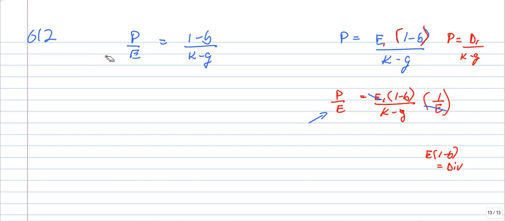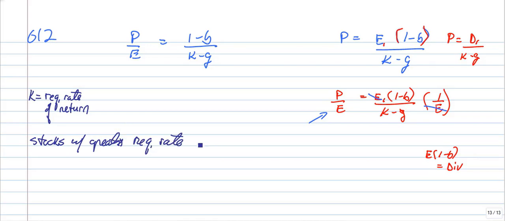So what does that tell us? I want you to think back to K. K is the required rate of return. Where do we get the required rate of return on a stock? Well, we get it from the capital asset pricing model that we had talked about in a previous chapter. K is the required rate of return. That's the rate that investors require based upon their risk. Okay? So now let's look at this. This should show us then stocks with greater required rates of return, as reflected by K. Okay, look at this denominator.